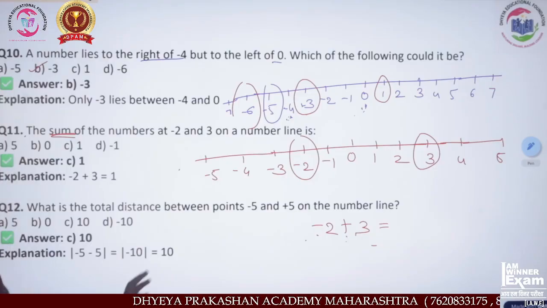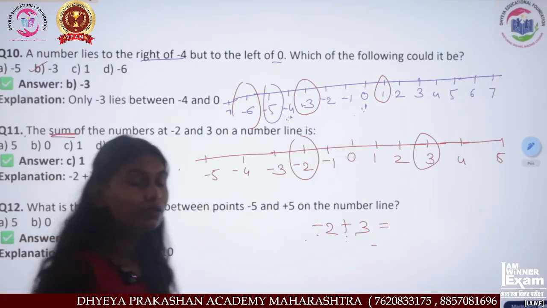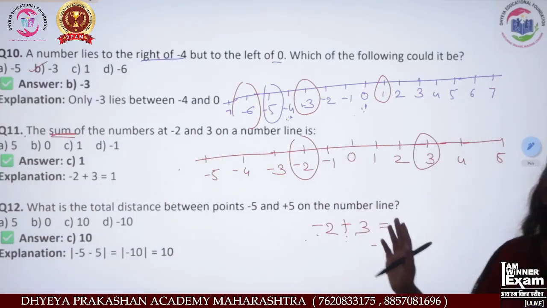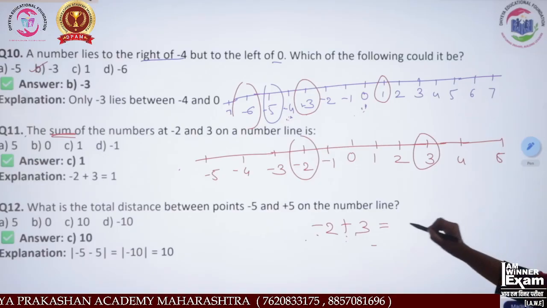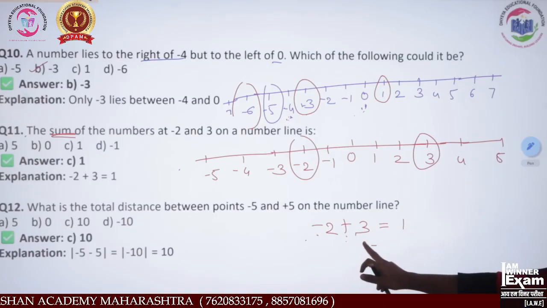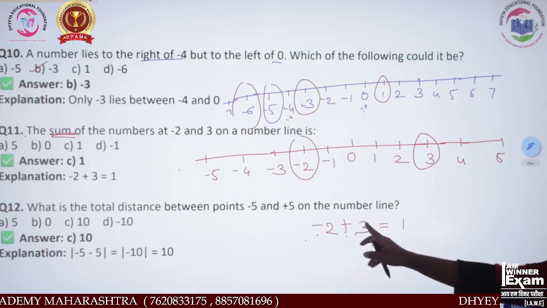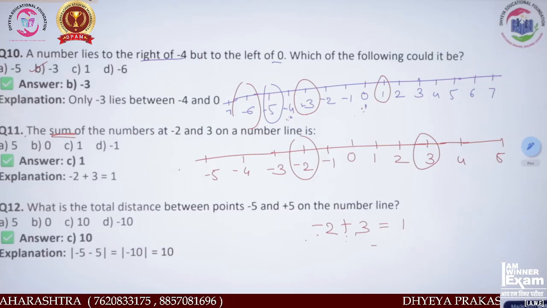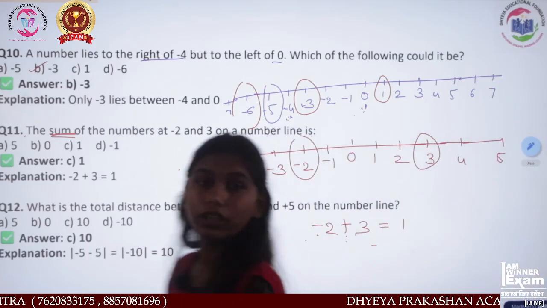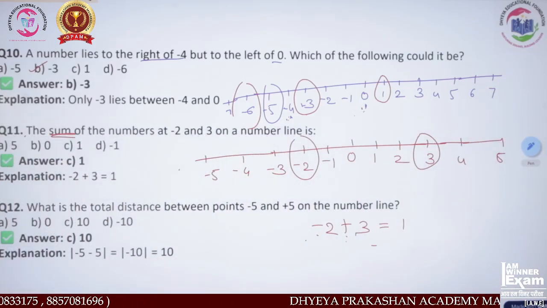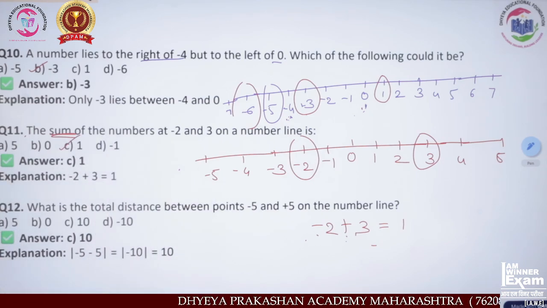Then you have to do 3 minus 2, which is 1, so you will get 1. And you have to put the sign of the bigger number. Now what is the sign of the bigger? That is plus only. So what is the answer you get? That is 1. So here, C, 1. Okay, then next.